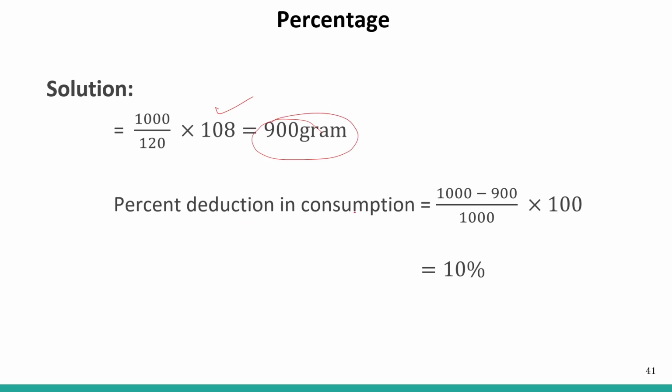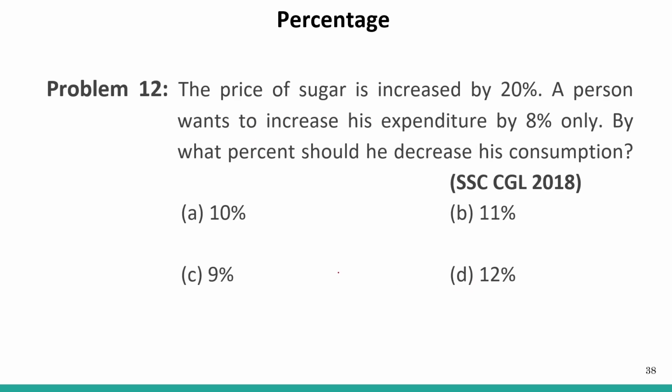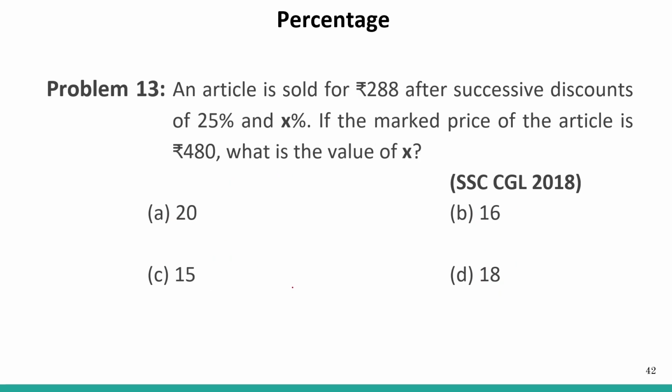So percent reduction in consumption is equal to (1000 minus 900) whole by 1000 into 100 because we want it in percentage. So it will be equal to what? 100 by 1000 into 100. Okay, so this will be 10%, right? Because 3 zeros are cancelled here and what we are left with is only 10. So 10% is the correct answer. So the only correct option here is 10. These are all wrong.